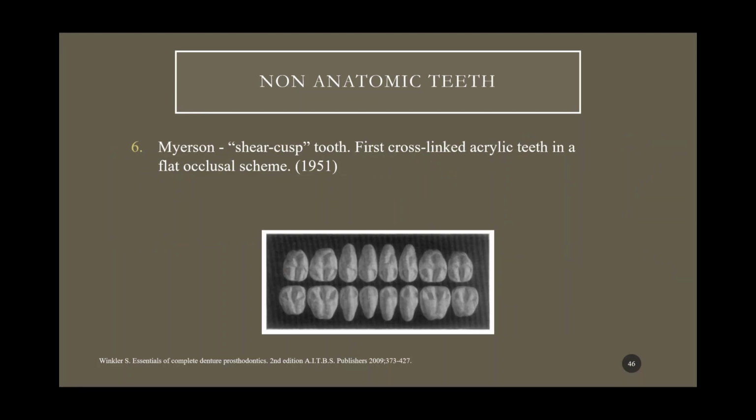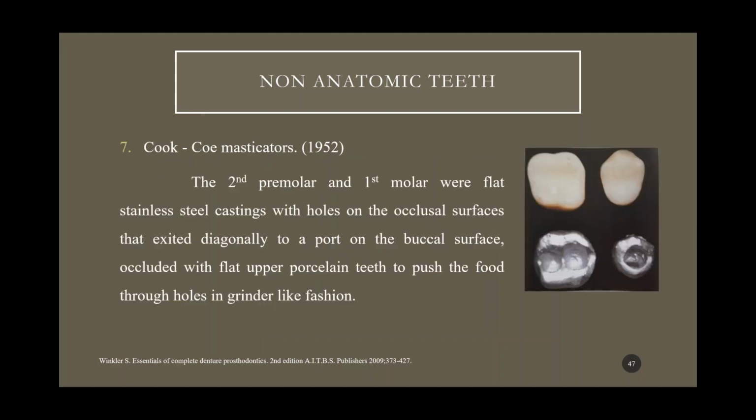In 1951, Meyerson Tooth Corporation designed the shear cusp tooth. These were the first cross-linked acrylic non-anatomic teeth to be developed. And then in 1952, Cook designed co-masticators. In this, the mandibular premolar and the first molar were flat stainless steel castings with diagonal holes on the occlusal surface. They occluded with flat upper porcelain teeth to grind the food.